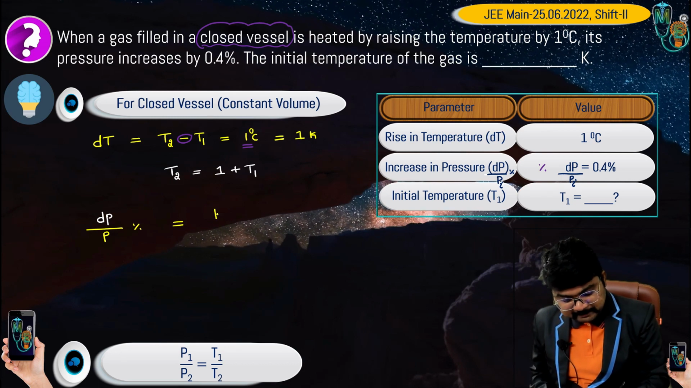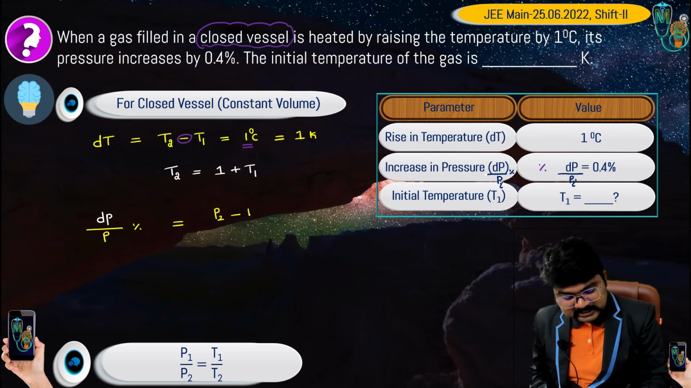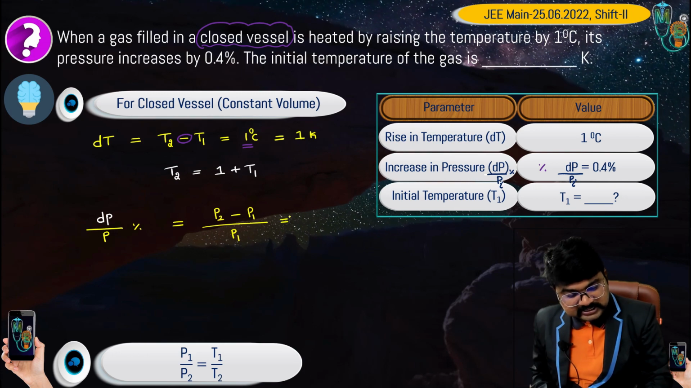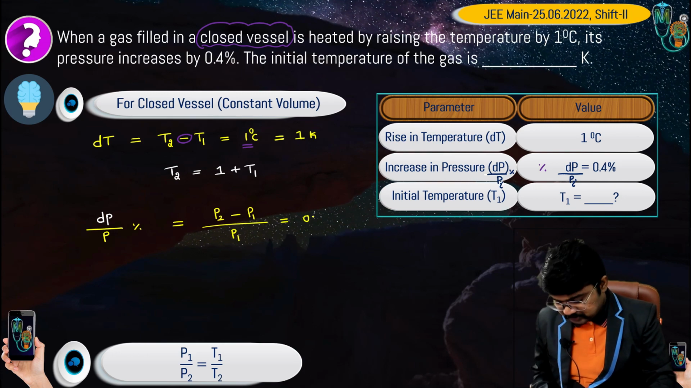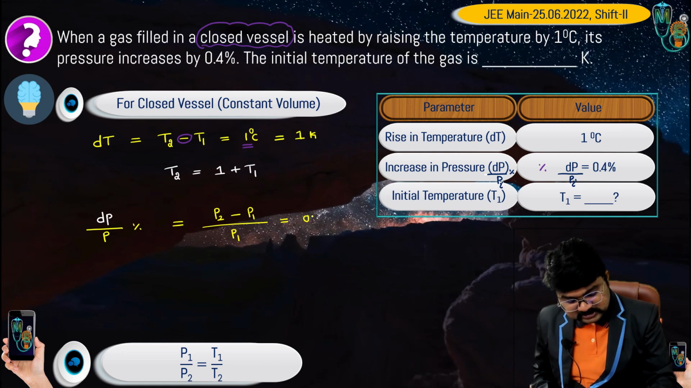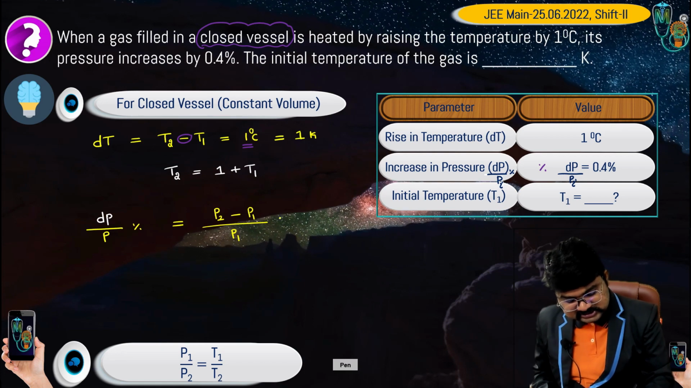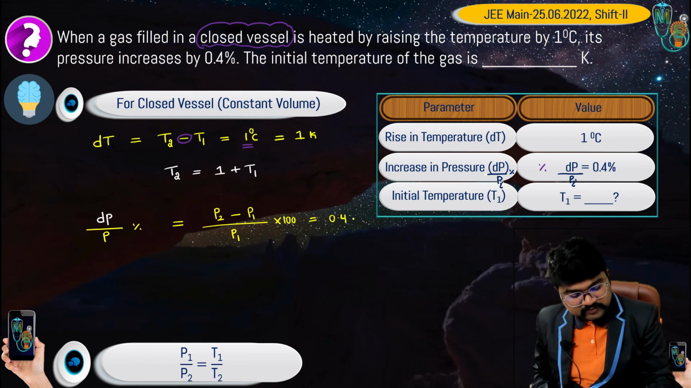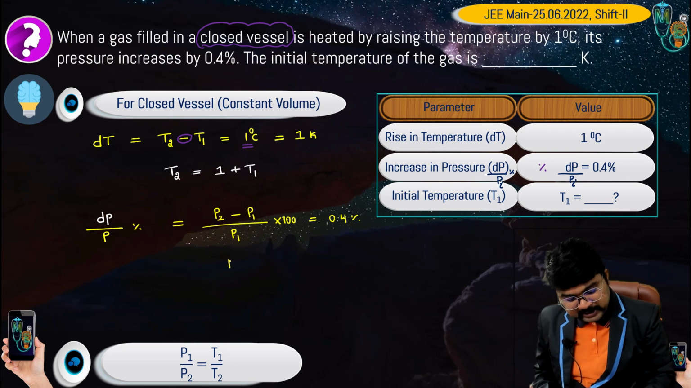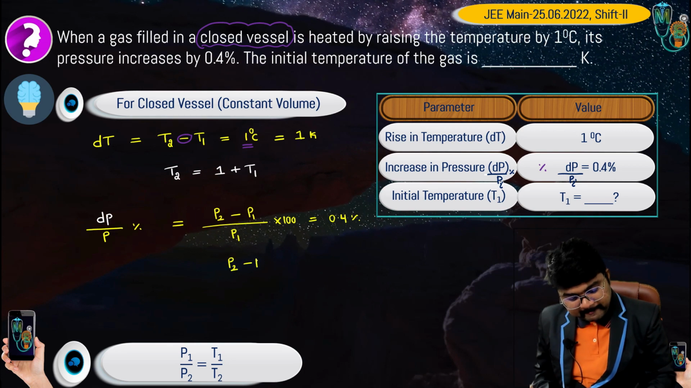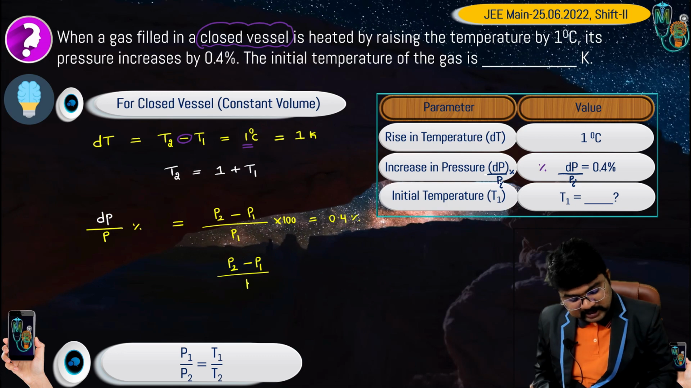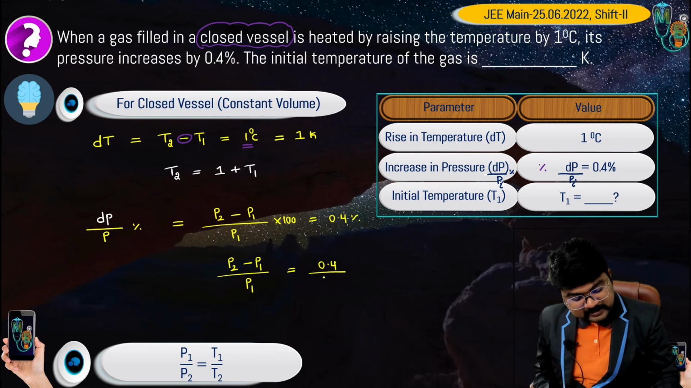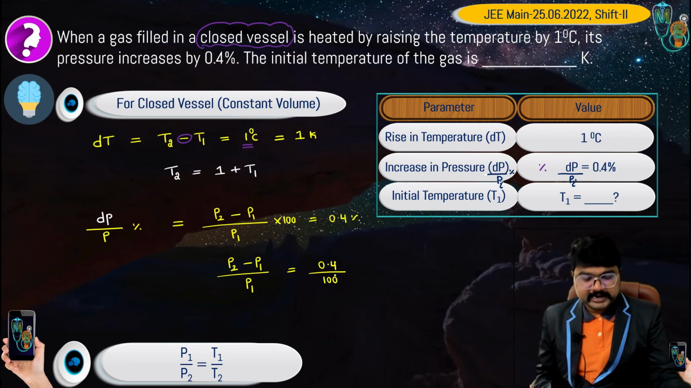I can say that (P2 minus P1) by P1 is the percentage increase, which is 0.4%. Percentage means multiplied by 100, so (P2 minus P1) by P1 equals 0.4 by 100.